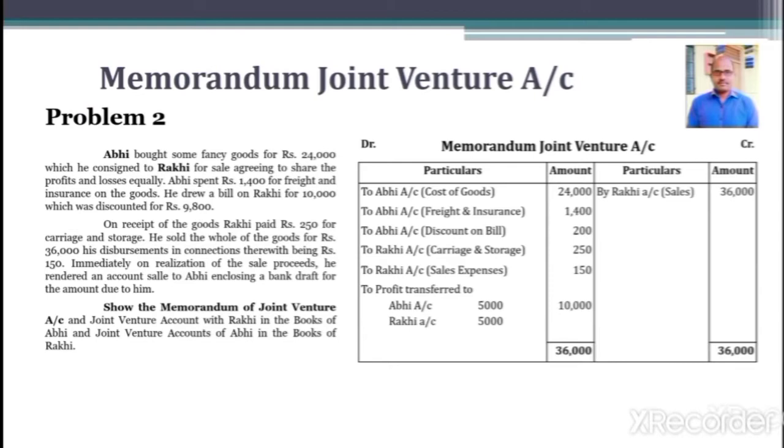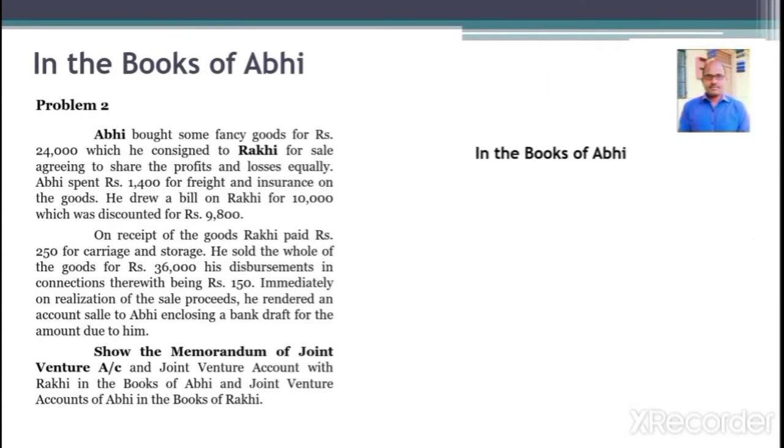Next we have the transactions which are related to Raki. To Raki account, carriage and storage expenses rupees 250. Then to Raki account, sales expenses rupees 150. On the credit side we have the entry for sales proceeds by Raki. By Raki account 36,000. Upon closing this memorandum joint venture account, we have a credit balance of rupees 10,000 which is divided among Abhi and Raki equally. Next we will see how the transactions are recorded in the books of Abhi.